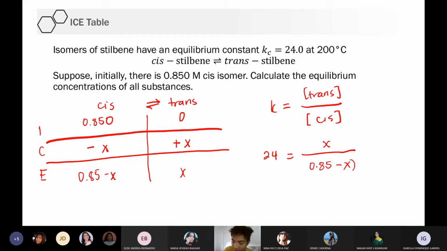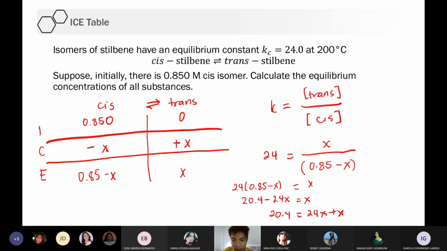Okay, so I will cross multiply the denominator on the other side. So I will have 24 times 0.85 minus x equal x. I will distribute 24 to my binomial. So solve natin 24 times 0.85. Okay, so that will be 20.4, tama ba? 20.4 minus 24x. Then, ano gagawin mo yung x? Pagsamahin mo. So, I will transpose my 24x to the other side. So 20.4 equals 24x plus x.